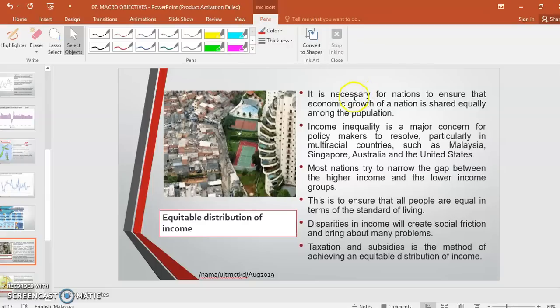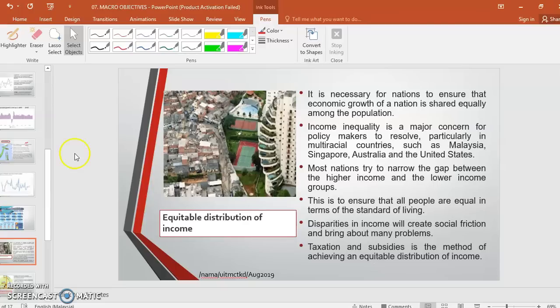Okay, so it is necessary for a nation to ensure that economic growth of a nation is shared equally among the population. Okay, income inequality is a major concern for policymakers to resolve, particularly in multiracial countries such as Malaysia, Singapore, Australia, and US. Okay, most nations try to narrow the gap between the higher income and lower income group. Okay, this is to ensure that all people are equal in terms of the standard of living. Disparities in income will create social friction and bring out many problems. Taxation and subsidies is the method of achieving an equitable distribution of income.